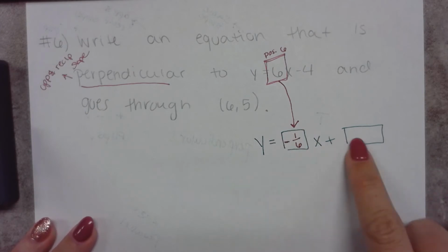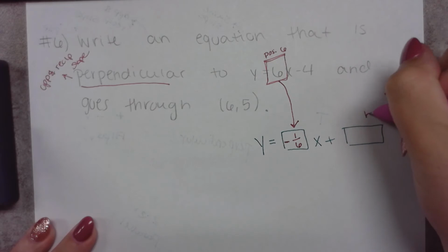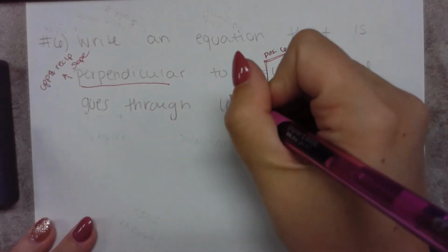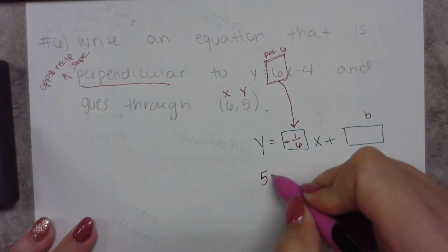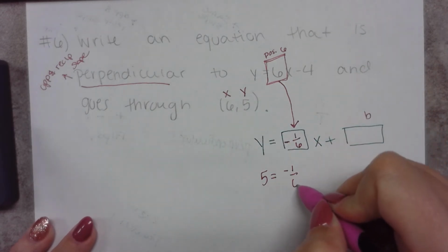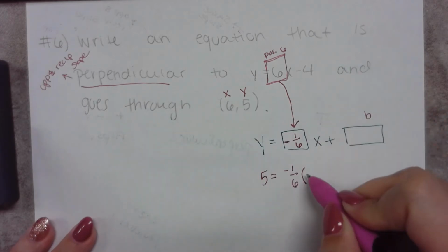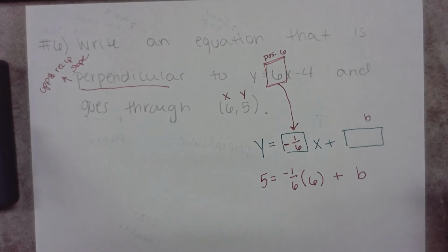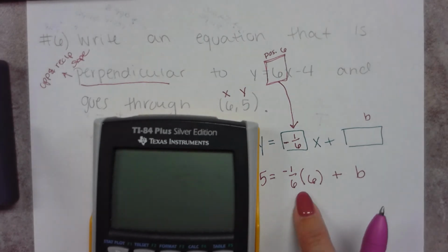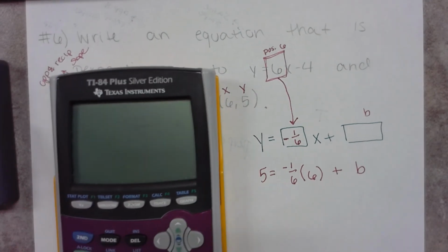Now that we've gotten that far, we can solve for the b value, right, by using our x and y here. So if this is x and this is y, the y is 5. This we know is negative 1 over 6. X is 6. And then I'm trying to find the b number. So I want to find what negative 1 over 6 times 6 is. So I'm going to do parentheses, negative 1 over 6, in parentheses, times 6.